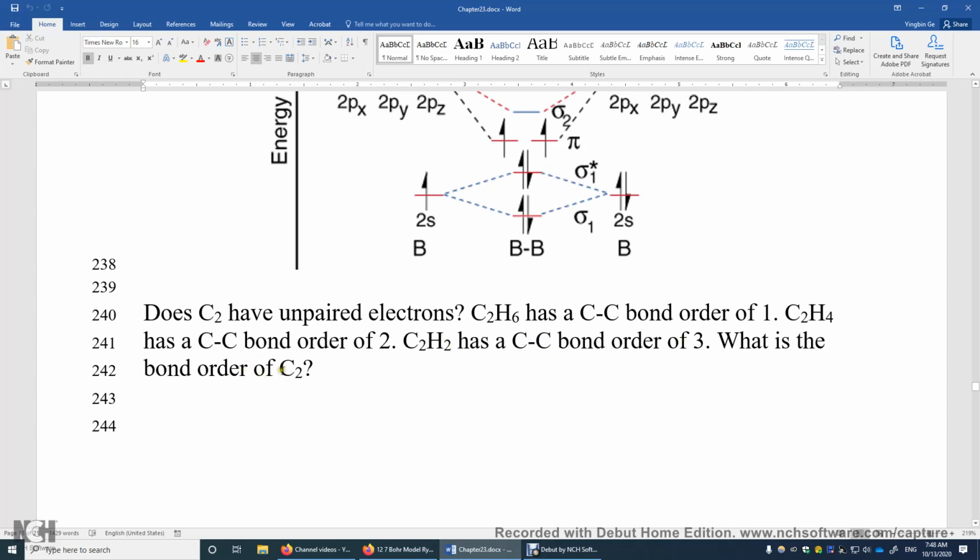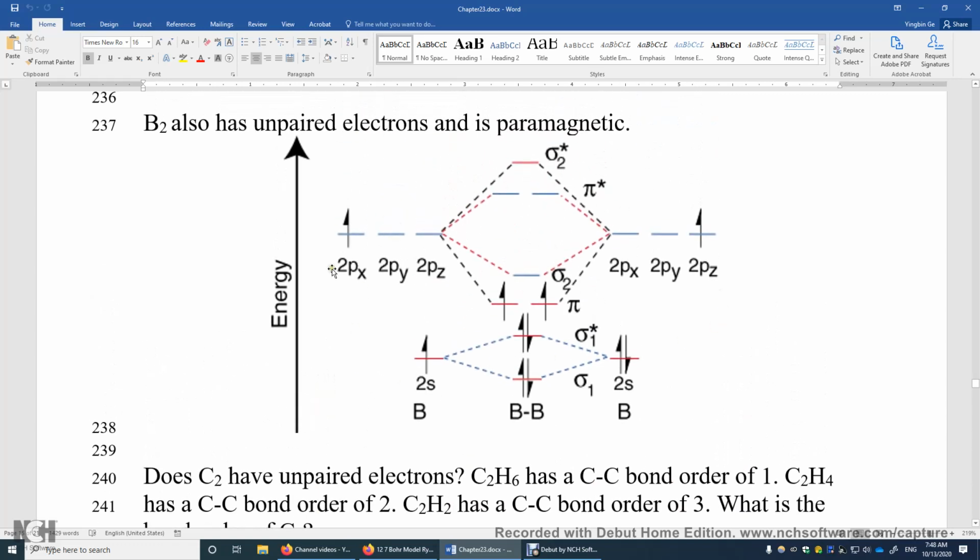Now, what's the bond order of C2? Well, it's not 4. Okay, if you look at this, 1, 2, 3, 4. If you are thinking of 4, you're wrong, and you are not understanding this MO diagram. For carbon-2, you just need to put 1 more electron here and 1 more electron here. Therefore, the bond order is simply 2. You have 4 bonding electrons.